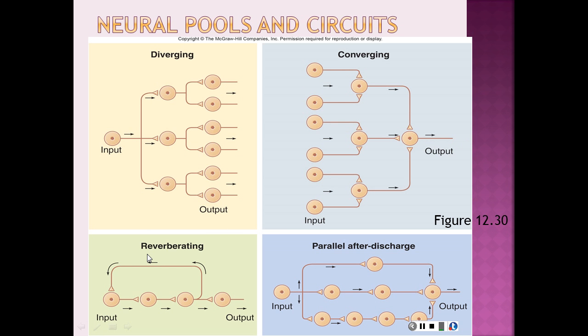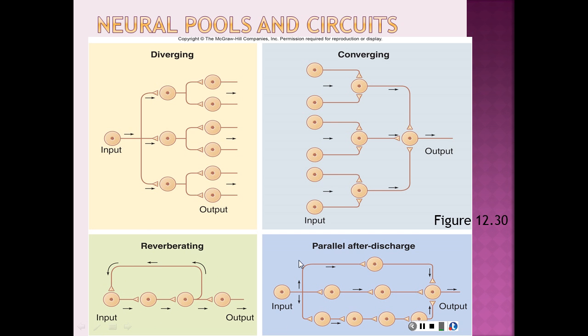Then we have the reverberating. We have neurons that are stimulated in a linear fashion. So here are our neurons, all getting stimulated in a linear fashion. But then some will have an axon collateral, leading back to the initial neuron. So some of them will actually branch off, leading back to the initial neuron to re-stimulate it.